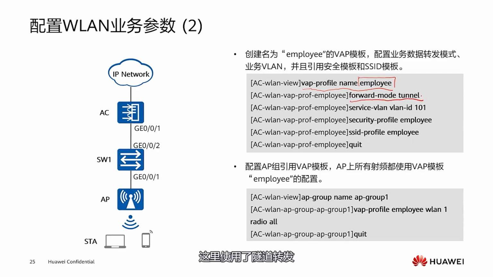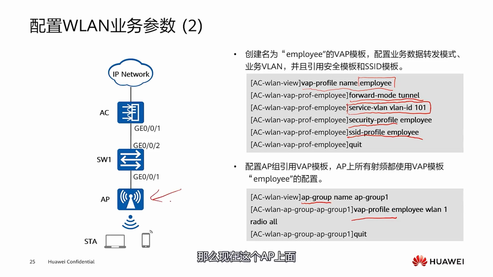In the VAP template, remember 4 things. Forwarding mode, here we use tunnel forwarding. Then the service VLAN is set to 101. Be aware, this 101 is linked with our logical interface allocated for user addressing. It uses the VLAN of this logical interface, which means this service VLAN is for the service of internet access for users. The third thing, bind the security template, and the fourth thing, bind the SSID template. So the VAP configuration is completed.